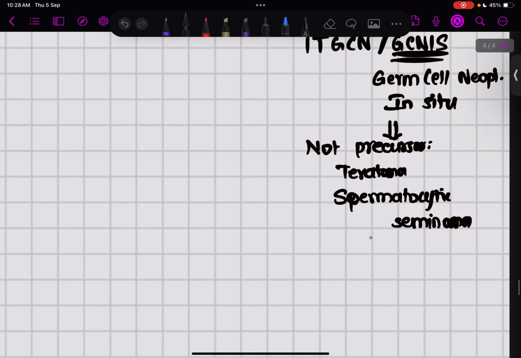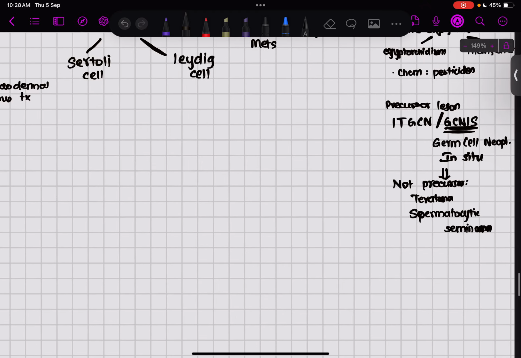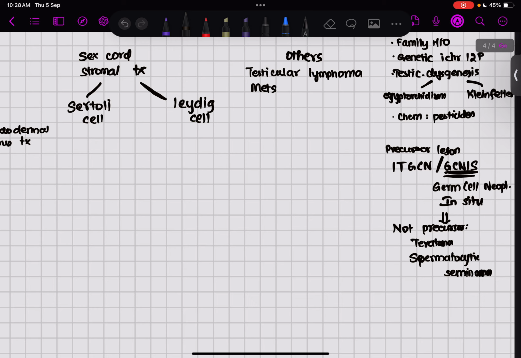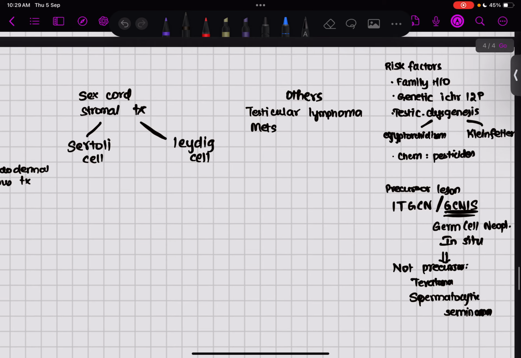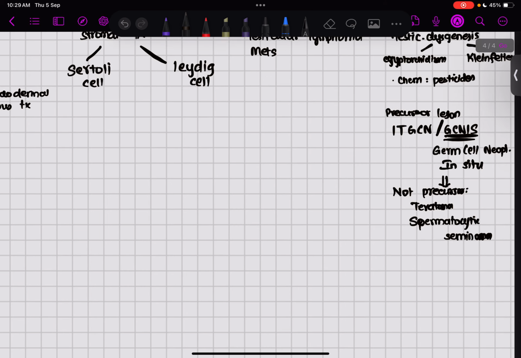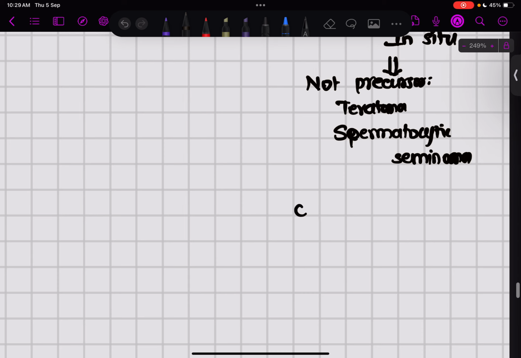Now to differentiate between the invasive and the non-invasive lesions, we use PAS stain. PAS stains the basement membrane, which shows whether it is invaded or not. Now the risk factors and precursor lesions are over, we go to the clinical presentation and investigations. Clinical presentation involves painless enlargement of the testis.